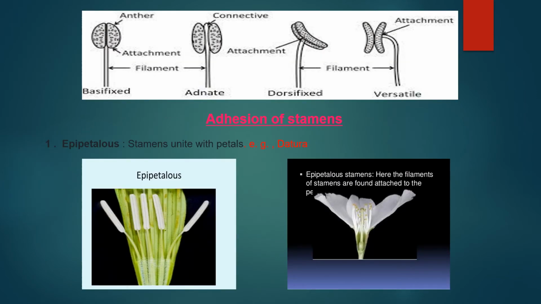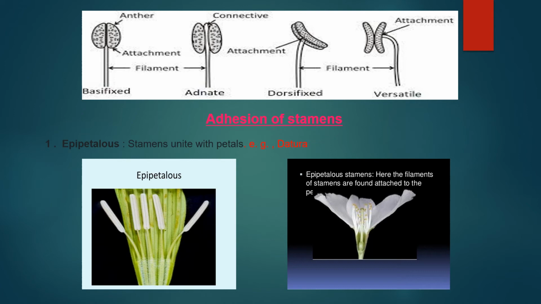You can see this is a basifixed anther, where the filament is attached to the base of the anther lobes, and we call it basifixed. And here this is adnate, where it is fused with the anther lobes, along with the connective, and we call it adnate. And here this is dorsifixed, where the filament is fixed to the dorsal end of the anther lobes, and this is called dorsifixed.